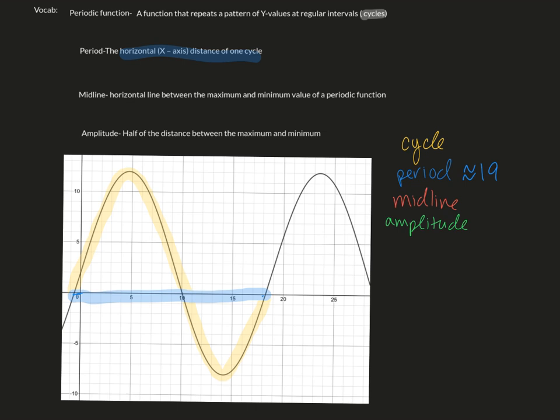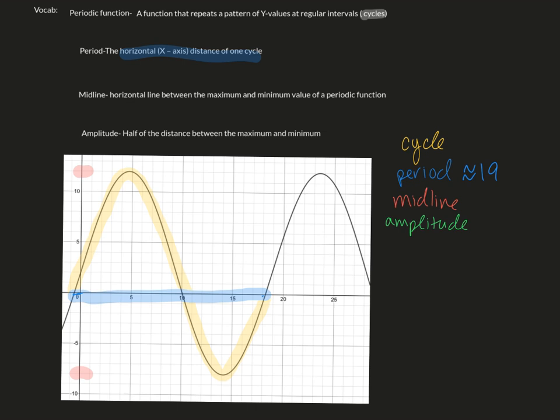Next thing we have is the midline, which is the horizontal line between the maximum and minimum value. Now this can be a bit weird to find sometimes. If you notice, the maximum value goes up to here, which is 12. The minimum goes down to -8. So if I want to find exactly what is in between 12 and -8, one thing that you can do is you can add those two together and then cut them in half.